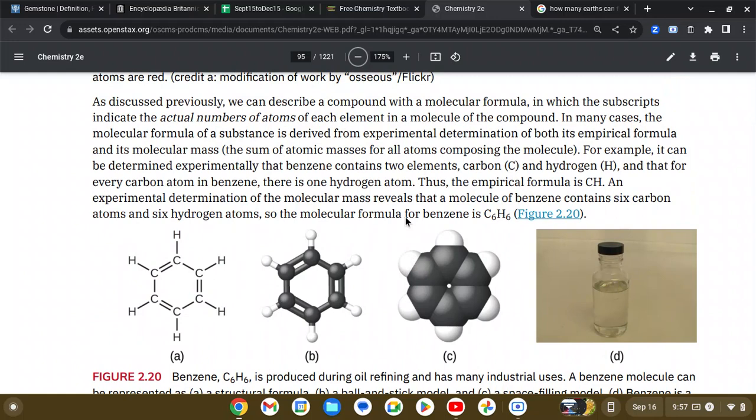For example, it can be determined experimentally that benzene contains two elements, carbon and hydrogen, and that for every carbon atom in benzene there is one hydrogen atom. Thus, the empirical formula is CH. An experimental determination of the molecular mass reveals that a molecule of benzene contains 6 carbon atoms and 6 hydrogen atoms, so the molecular formula for benzene is C6H6.